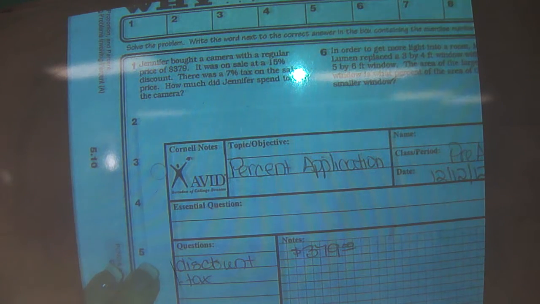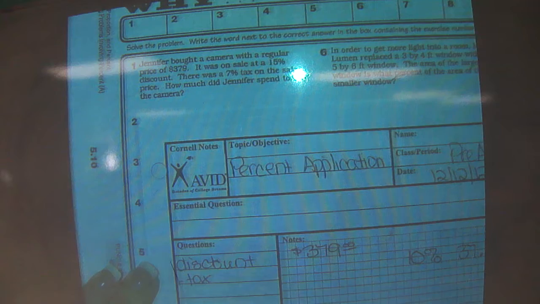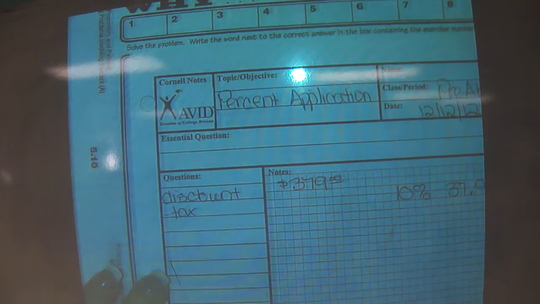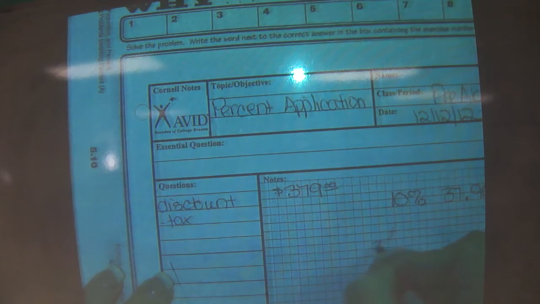What's 10% of $379? $37.90. So if 10% is $37.90, what's half of that? What's half of $37.90? Divide by 2. And this is just one way to do it. I'm going to show you another way.